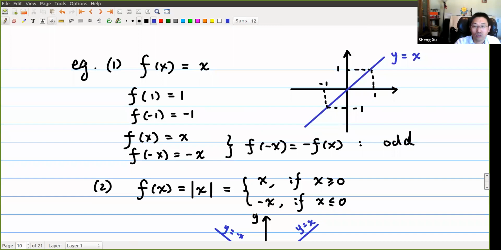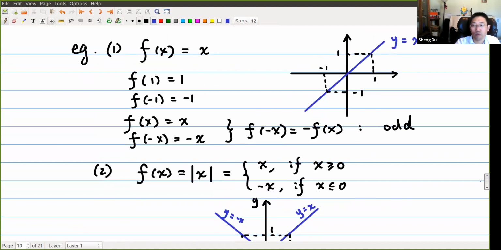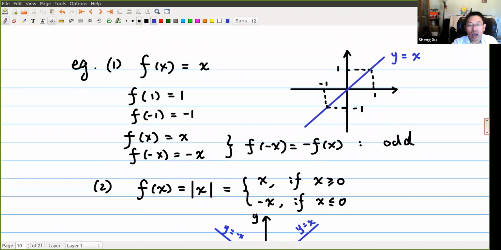Let me finish this page and then I'm going to take a break, okay? So let's look at a few examples here. Say f(x) equals x, and we know that's just a straight line. y equals x is a straight line through the origin, right? So f(1) is equal to 1, f(-1) is equal to -1, and f(x), of course, would be x.